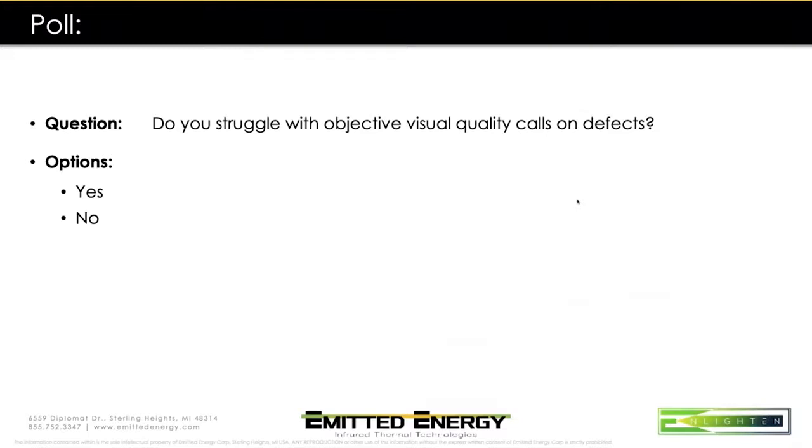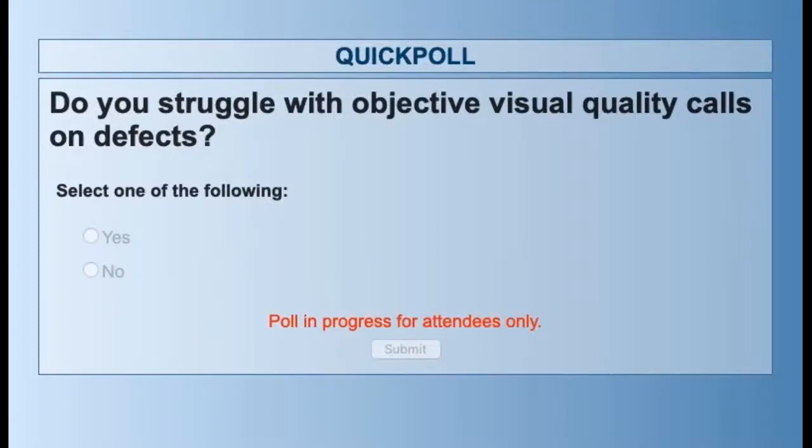So I'm going to roll into another poll here. I want to ask, do you struggle with objective visual quality calls on your part defects? Let me launch this. Here we go. So if you're looking at parts and your quality office is having a look at those parts, do you have objectionable calls on whether what's good versus what is bad? We'll give about 30 seconds to answer this question.